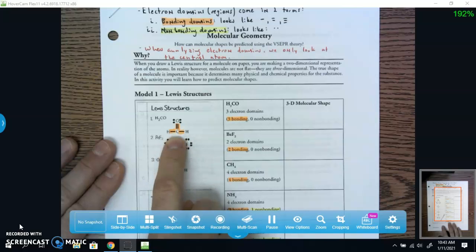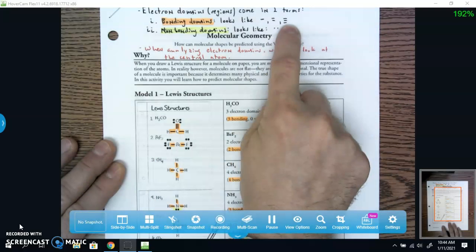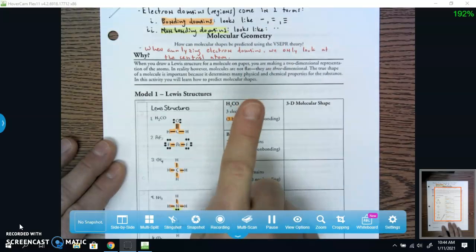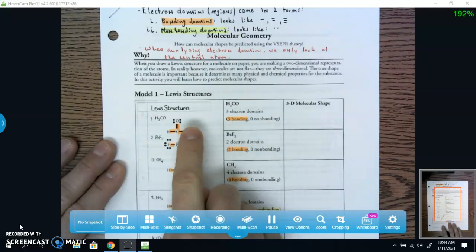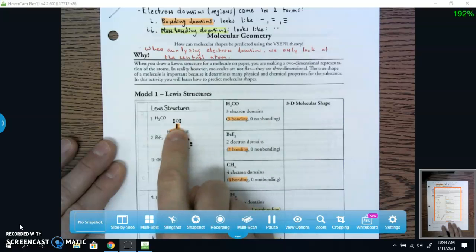I think the value of taking a look at this one right here is to learn that single, double, and even triple covalent bonds, they only count as one bonding domain apiece. So students will often get confused here and they'll think that I'm pointing to two bonding domains, but it's only one bonding domain.